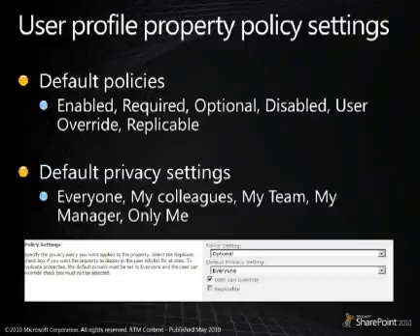User profile property policy can be used to define privacy options for the property. For policy, there are a few different options available. Default privacy setting can be used to define to whom the user property is visible. Properties that have the user override option selected enable users to change the default access policies by themselves.